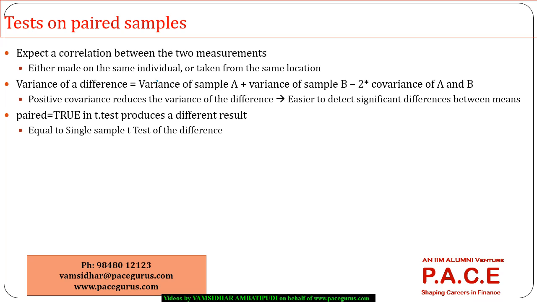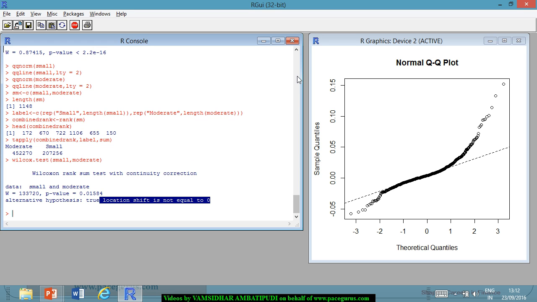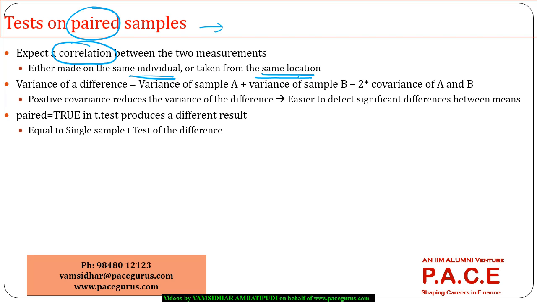Now that we are clear on testing between two groups which are independent, the next aspect we would focus on is if the groups are not independent, if they are paired, which means I am expecting some level of correlation between the two groups. So either they are made on the same individual or taken from the same location. Probably it would be better if I take the data of two days' prices, yesterday's and today's.